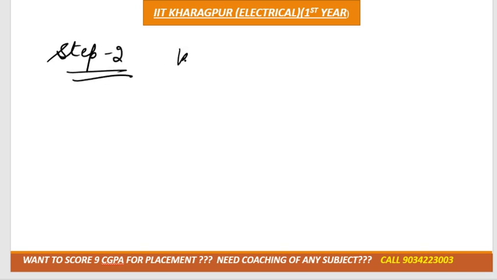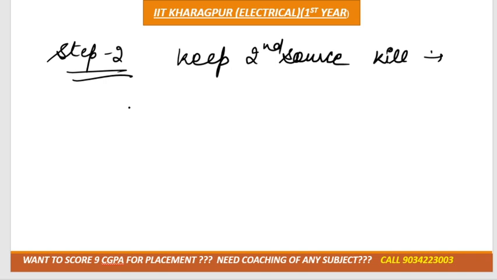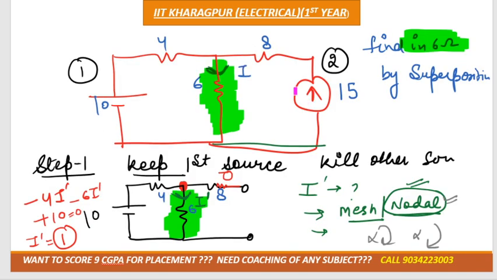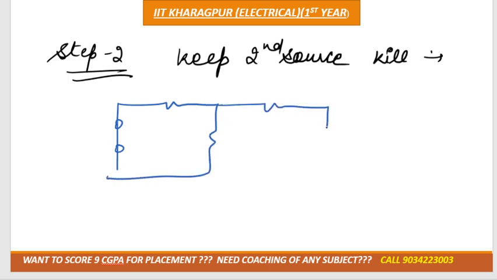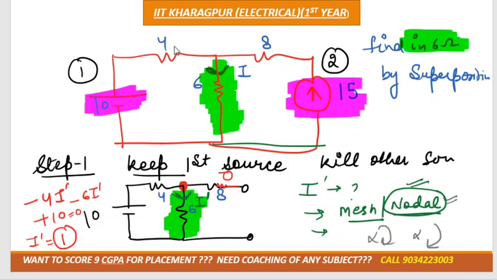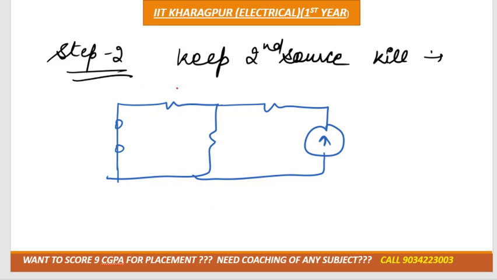Now move towards step number 2. In step number 2 we have to keep the second source and kill the first source, meaning all other sources, right? So in this case the second source is what? 15 ampere. The voltage source is 10 volt. So we need to kill the first source, that is the voltage source, which means short circuit, correct? Again the rest of the diagram would be the same. Now we have to keep the second source, that is the current. This is 4, 6, 8, 4, 6, 15 ampere. Got it?